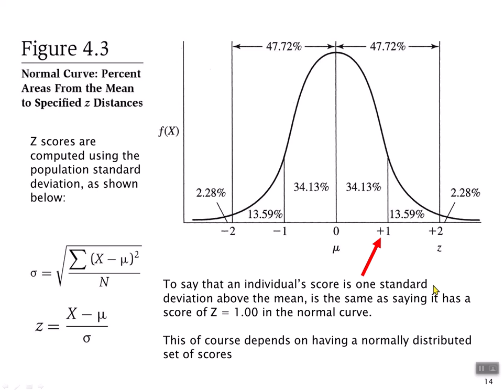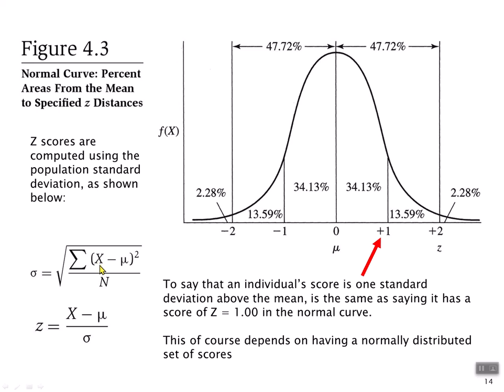To say that one individual's score is one standard deviation above the mean is the same as saying that that person has a z-score of 1 in the normal curve, positive 1. Here you have the formula for the population standard deviation. It's the sum of, this symbol means sum, capital Greek letter sigma. Sum of x, where x is any individual score.